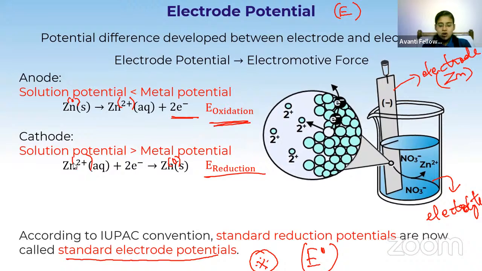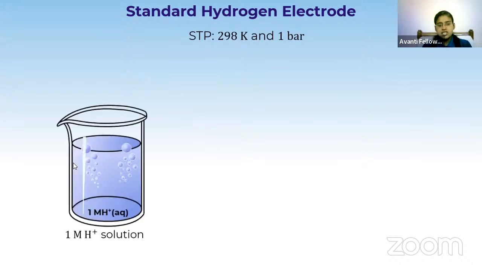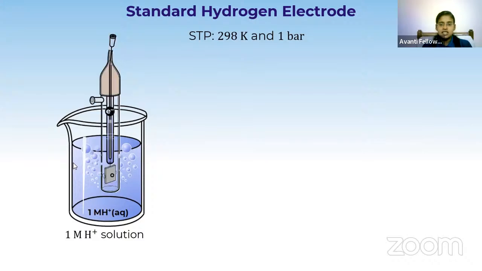All right. So now let me talk something about standard hydrogen electrode. It is called as SH electrode. Standard hydrogen electrode means you have to take the standard condition. Standard temperature and pressure are 298 Kelvin and 1 bar pressure. So take a beaker which has a solution of 1 molar. 1 molar H plus solution is taken here. And this is the setup.